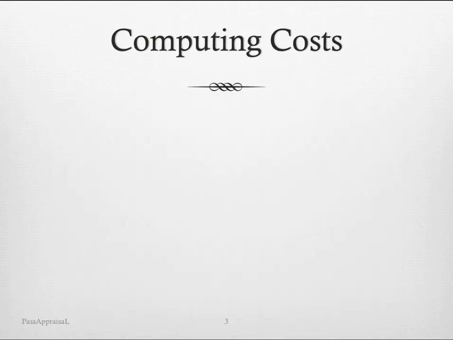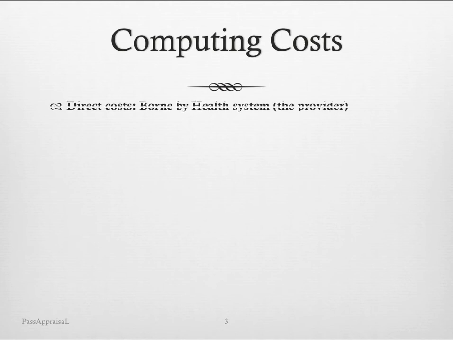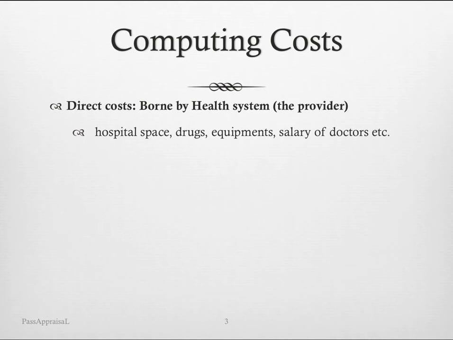How to compute the various costs associated with the disease and its intervention? Firstly, when treating a patient with an illness, those who provide the healthcare service incur a number of expenditures. These direct costs include items such as the cost of hospital infrastructure, cost of medications, equipment used in a hospital, and the salary of healthcare professionals.